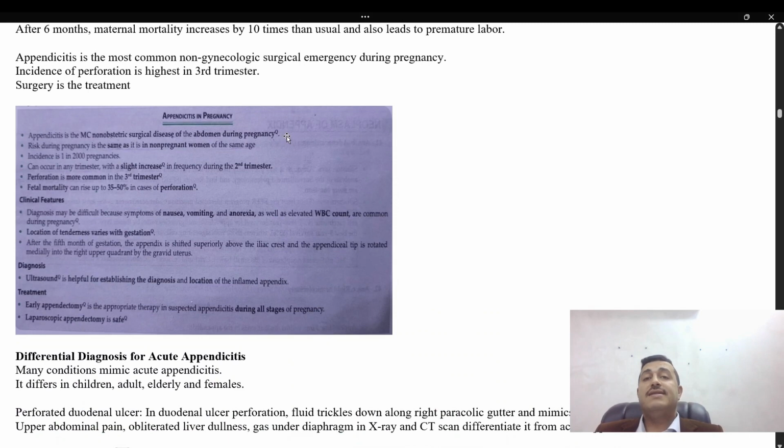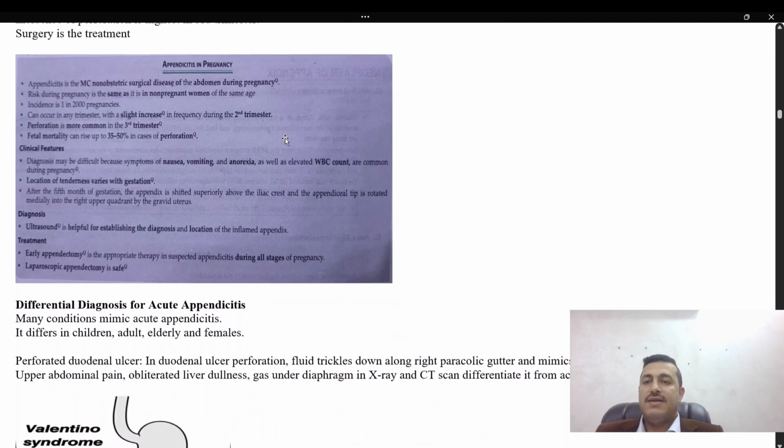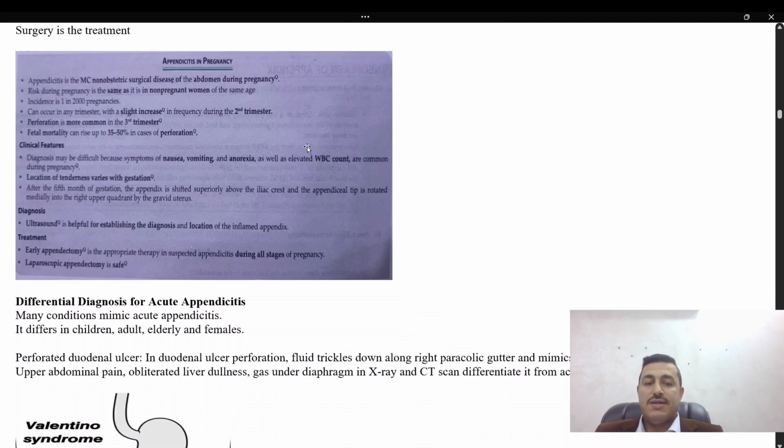Actually, surgery is the treatment of choice in pregnancy. We do not wait, or try conservative methods of treatment, in pregnancy. Here is a picture just summarizing appendicitis in pregnancy. We said it is the most common non-obstetric surgical disease in the abdomen during pregnancy. Actually, the risk for developing appendicitis in pregnancy is the same as in the non-pregnant woman.